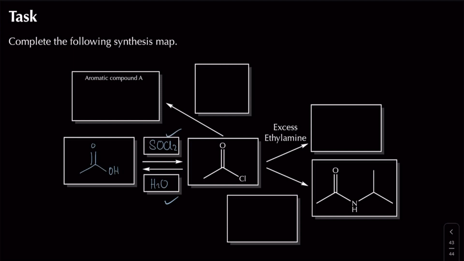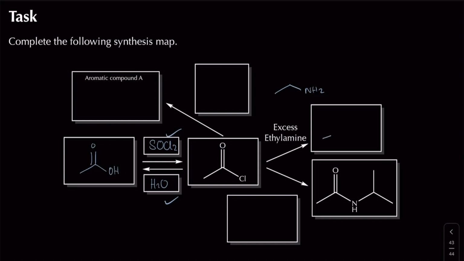What about if I were to react this acyl chloride with excess ethylamine? Well, ethylamine is going to have 2 carbon atoms bonded to an NH2 itself, and it's in excess, so we know 1 is going to react with the acyl chloride to form the amide, and then we know another one is going to be neutralizing the HCl so it doesn't protonate our amide itself. So what do I end up with?